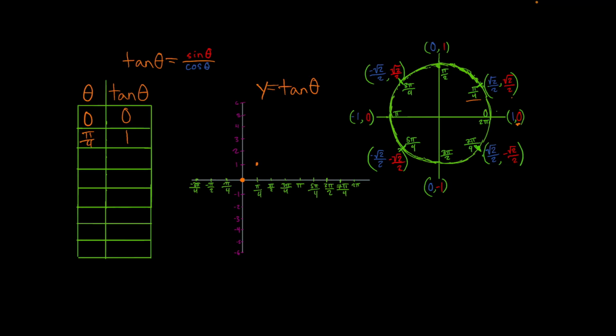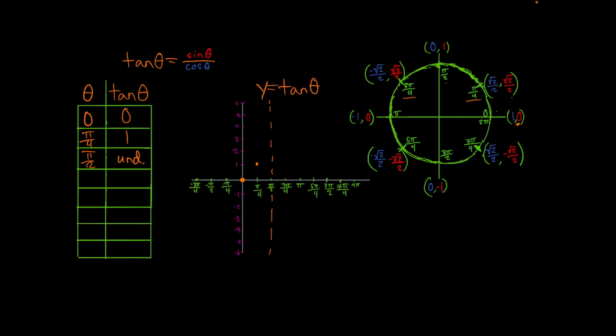Alright, now what about at pi over 2? Well, at pi over 2, we have 1 divided by 0, which is undefined. So let's just write UND, period. And this is at pi over 2, or pi halves. So we're going to get a vertical asymptote there. Now let's just keep going.